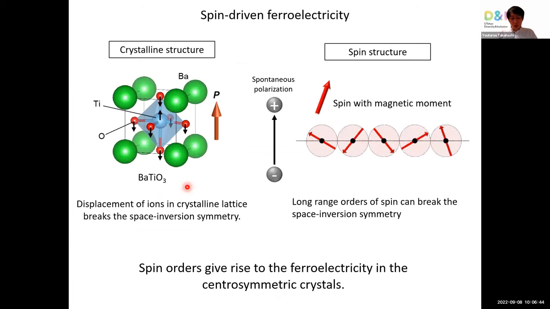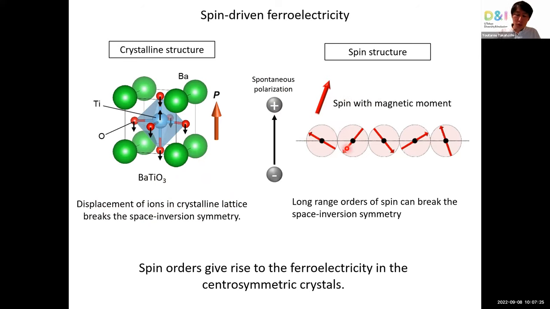Okay, let me start from the very beginning with the spin-driven ferroelectricity. The spontaneous breaking of the inversion symmetry can induce the spontaneous polarizations. For example, the displacement of ions in the crystal lattice breaks the space inversion symmetry and spontaneous polarization emerges. So we focus on the breaking of the inversion symmetry by the spin orderings. The spin has a magnetic moment, but no charges.